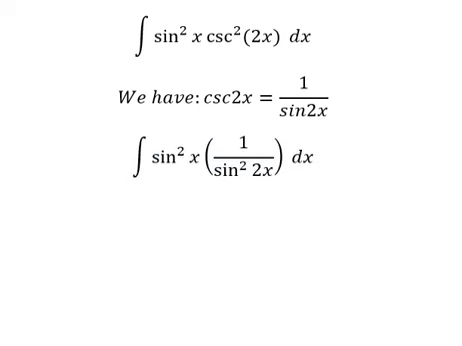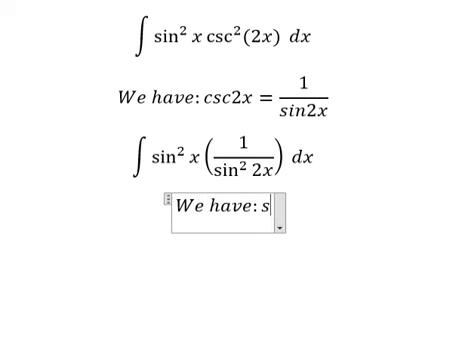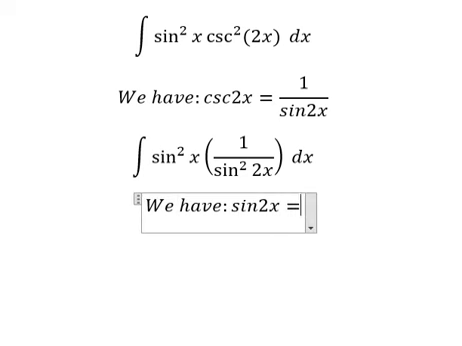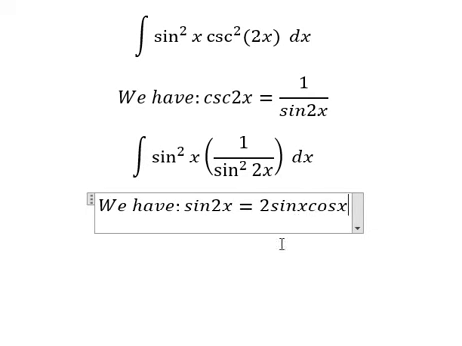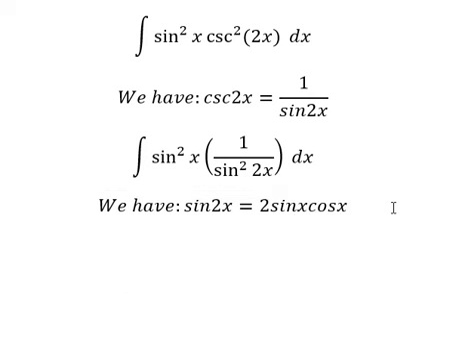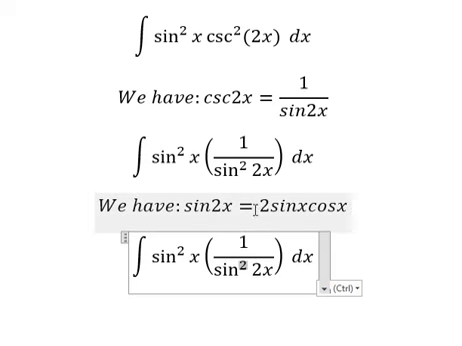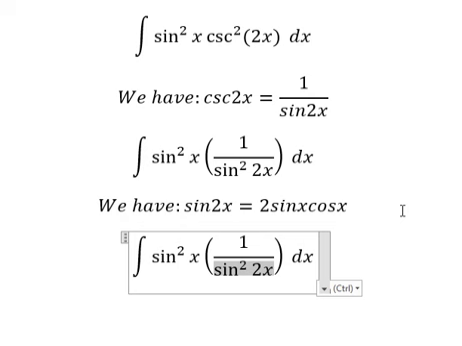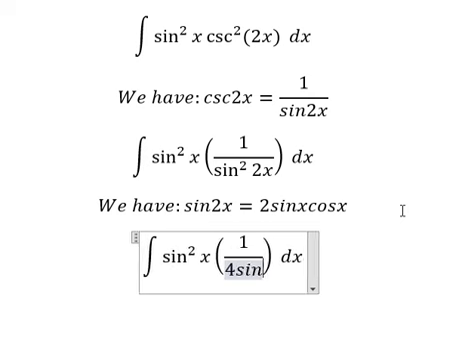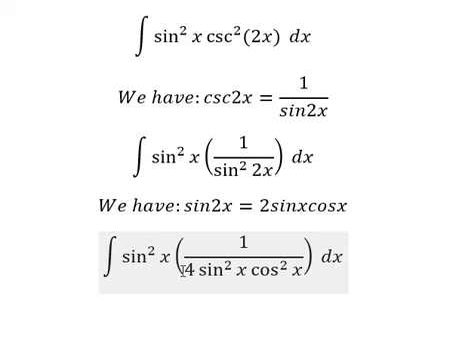Next, we have the second formula in here. Sine 2x is 2 sine x cosine x. Because we have the power of 2, we need to square this one, and we have 4 sine squared x cosine squared x.